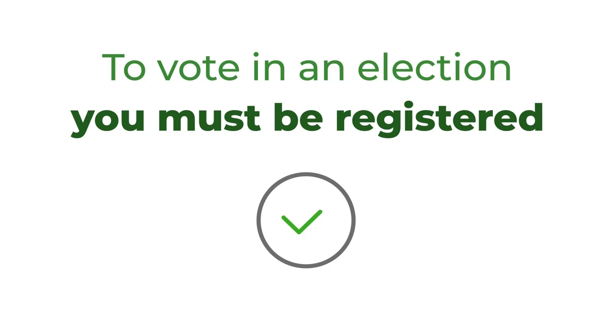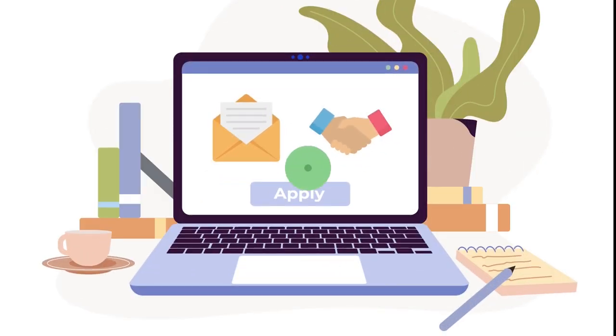And remember, to vote in an election, you must be registered. There are other ways to vote if you cannot go into a polling station, for example, by post or proxy. You need to apply to do this.